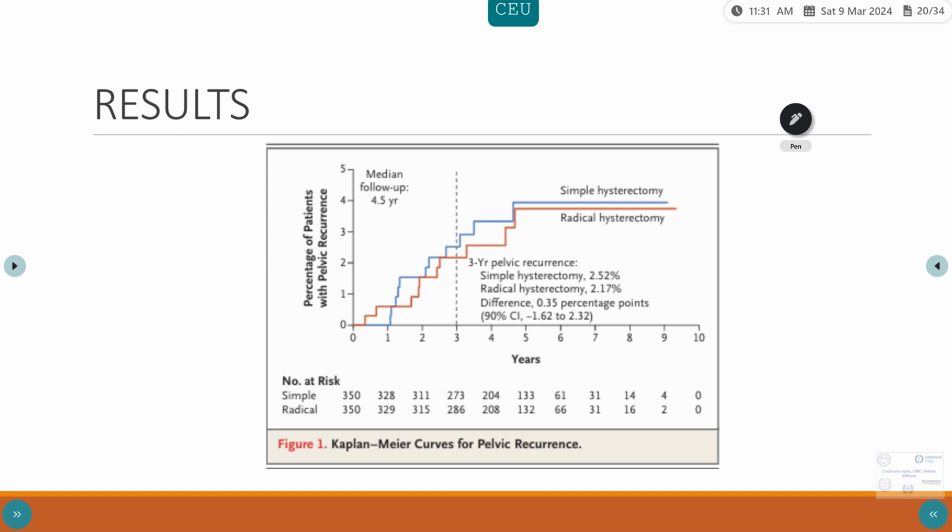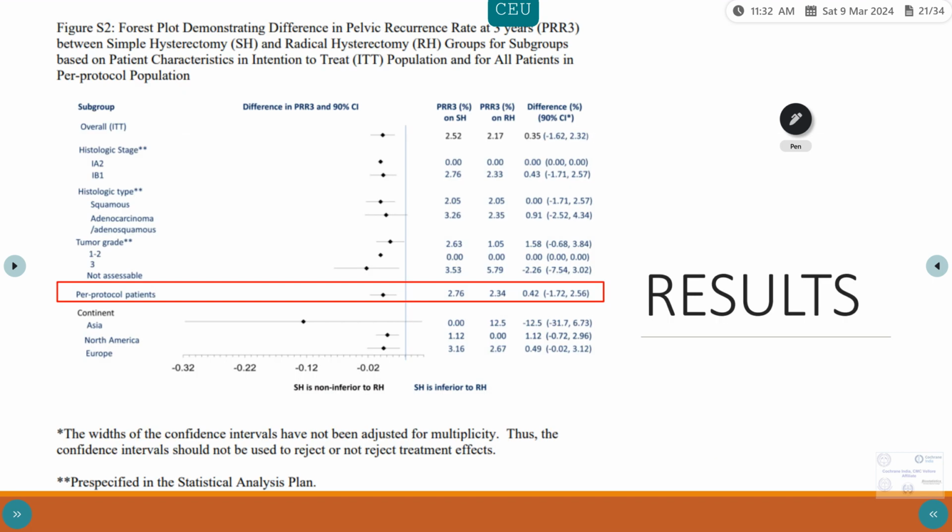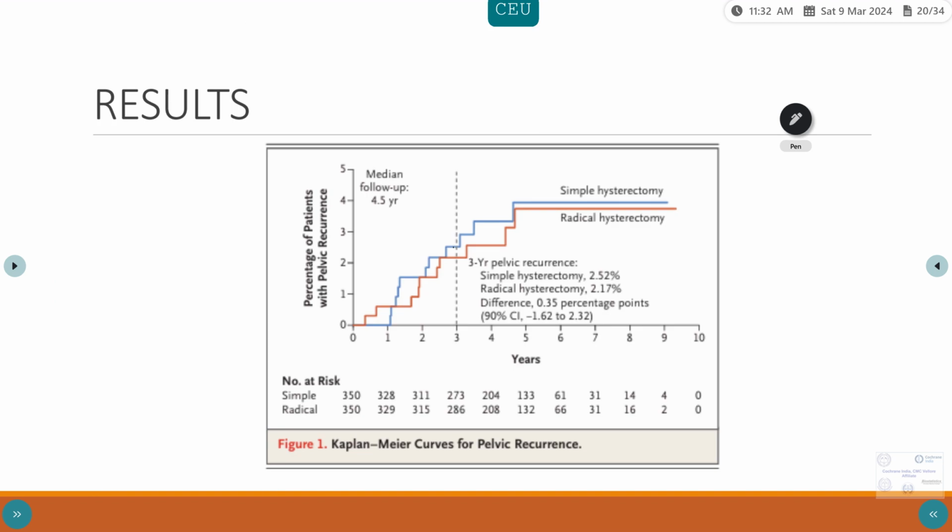This is the stratified results of our primary outcome, which is to see the pelvic recurrence at 3 years. Here we see, the previous one was based on an intention to treat, so they've included 350 patients. Here we see in the per protocol analysis, it was 2.76 in the intervention group and 2.34 in the control group, with a difference of 0.42.